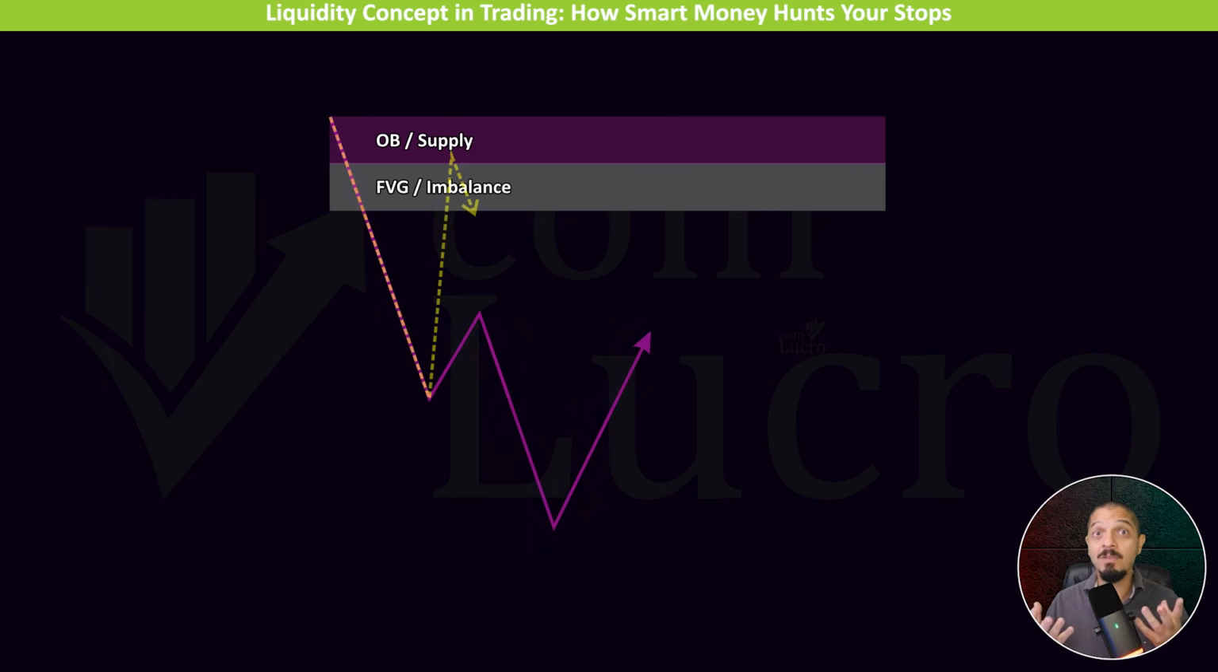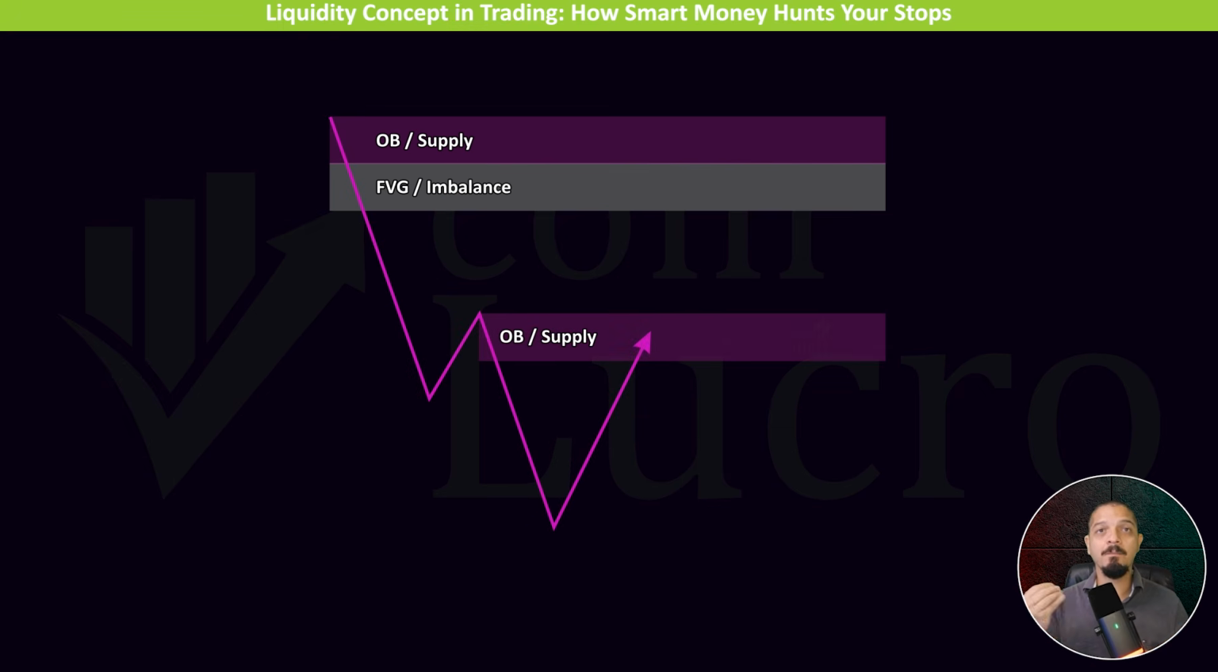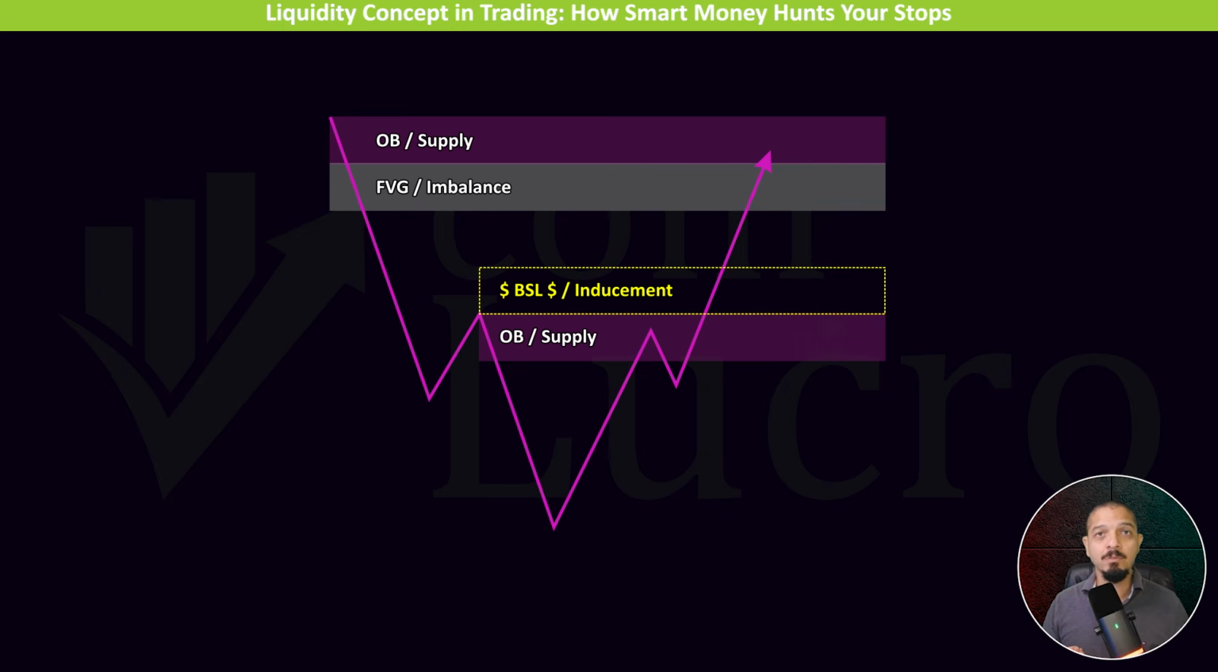If price had already returned to fill this imbalance, the first supply zone would likely act as a much stronger selling area. But because the imbalance is still open, the market often pushes higher to fill that space. This is exactly where inducement tends to form.